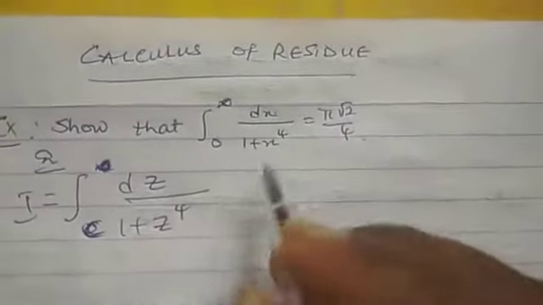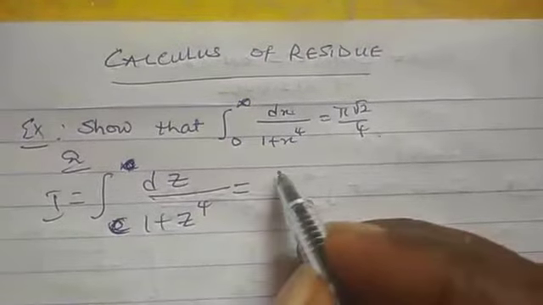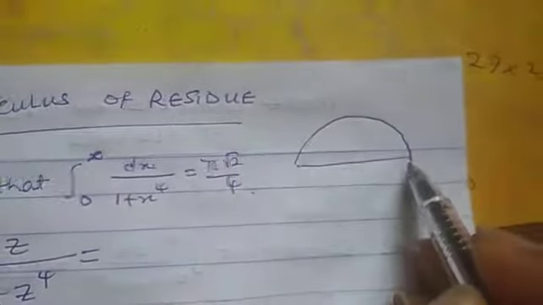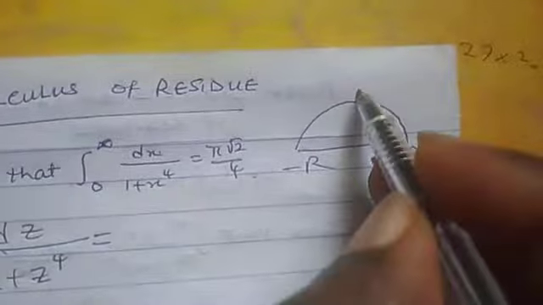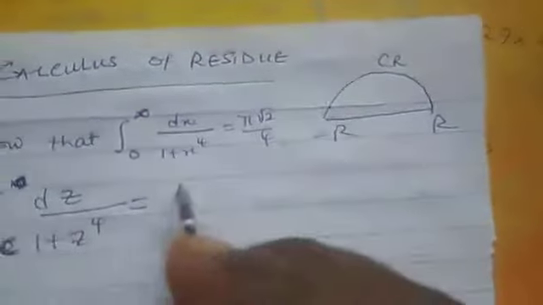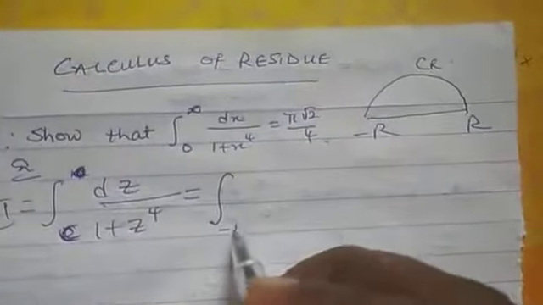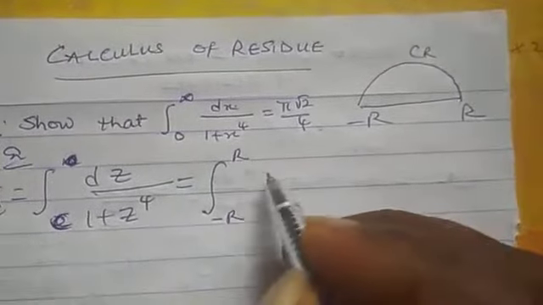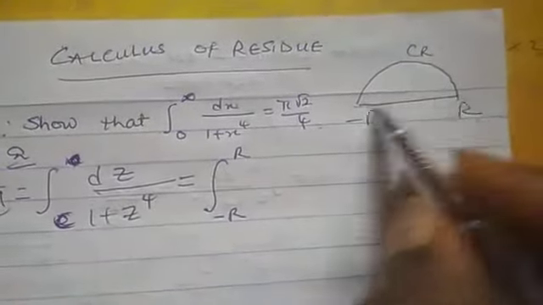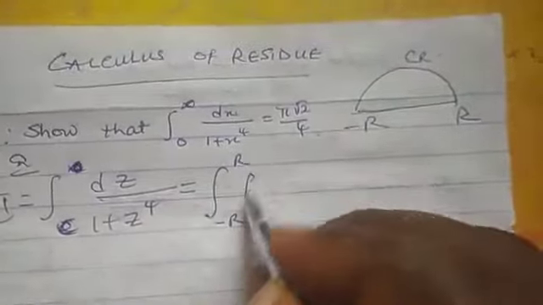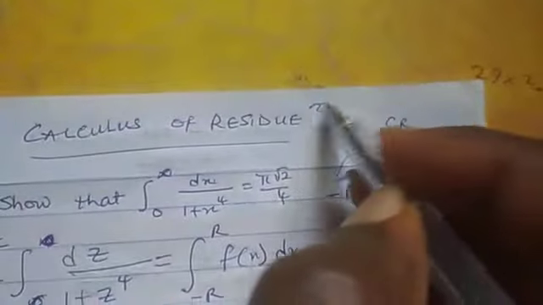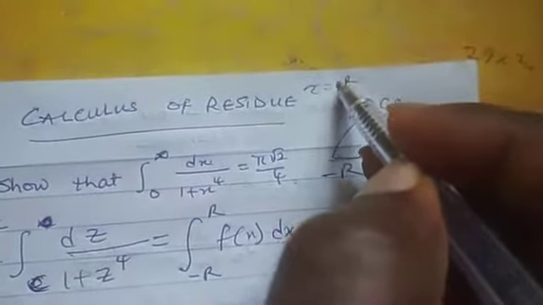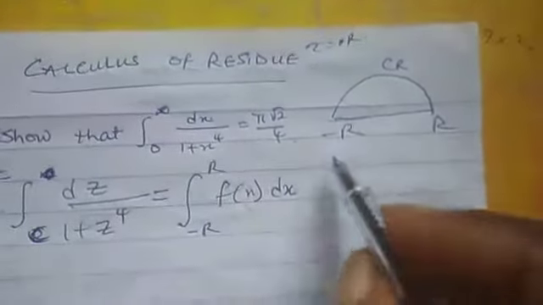It is raised to power 4. Remember, we are integrating in this upper half plane. That is when we do that. So from this we have minus R to R. If we make use of the equation of a line, this one will become the integral of f of x dx, because x will go from minus R to R.